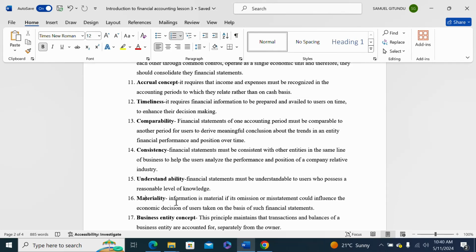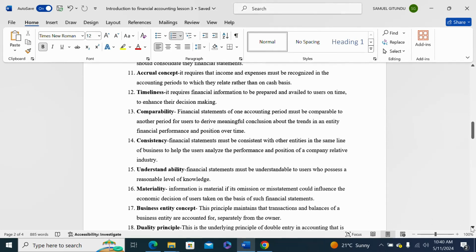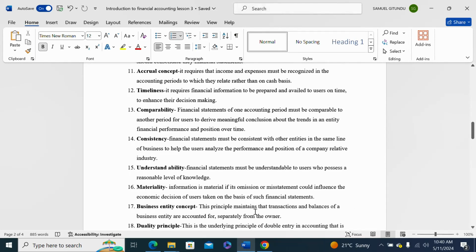The next principle is the principle of business entity concept, and this principle maintains that transactions and balances of a business entity are accounted for separately from the owner. So the principle of business entity concept simply means that the owner of a business is separate from the business. Therefore, you have to account for the transactions of the business separately from the transactions of the owner.